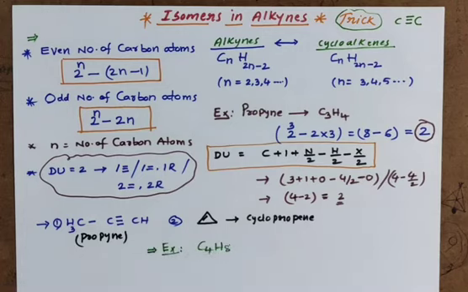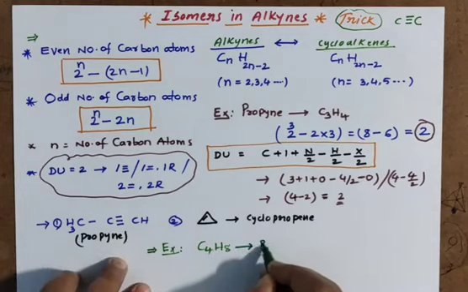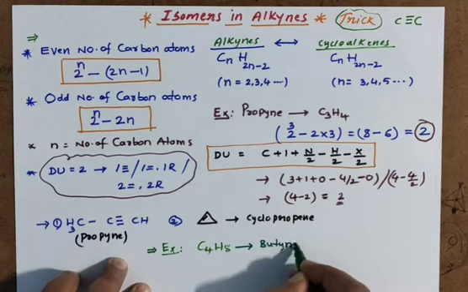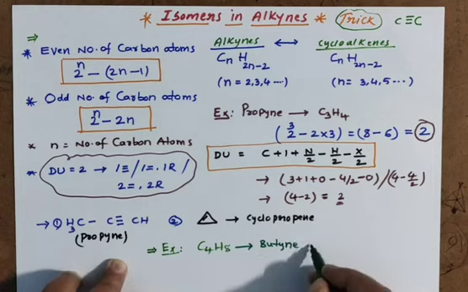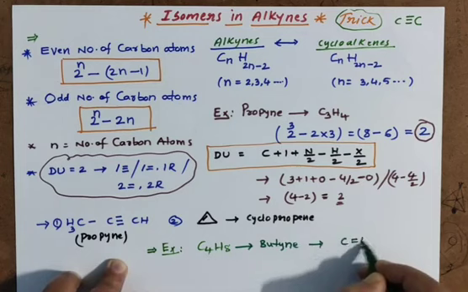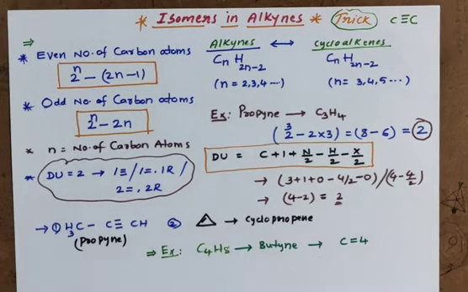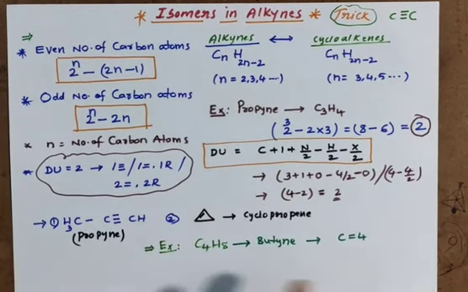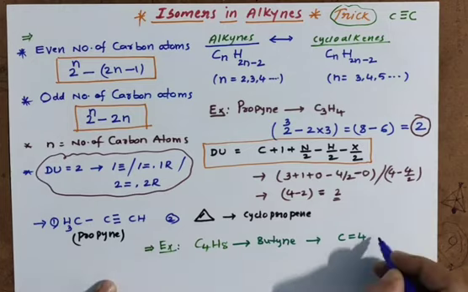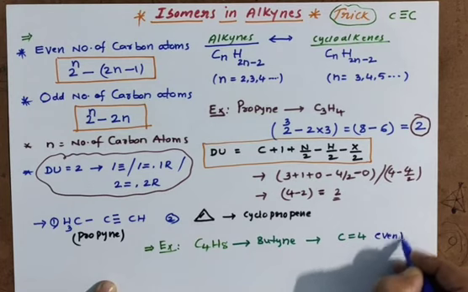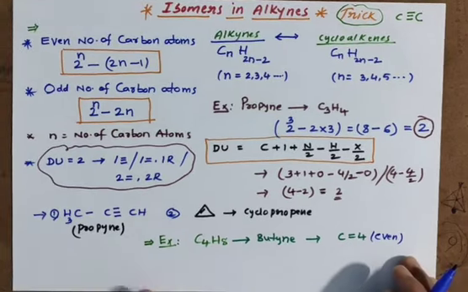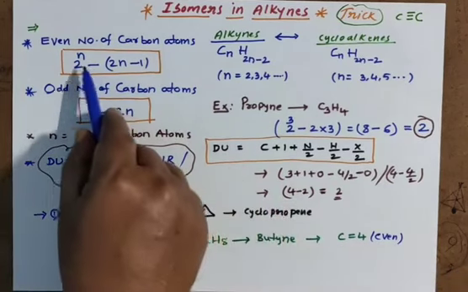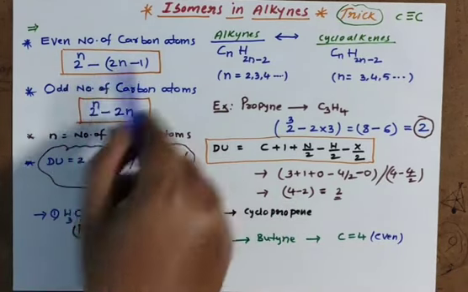C4H8. How many possible isomers in butane? What is the formula? This is butane. Butane nothing but with 4 carbons. Carbon atoms are 4. Now I have formula here. That is even number, odd number, and here C4 is the even number. This is now even number. With even number formula, what I given? C to the power of n minus 2n minus 1.